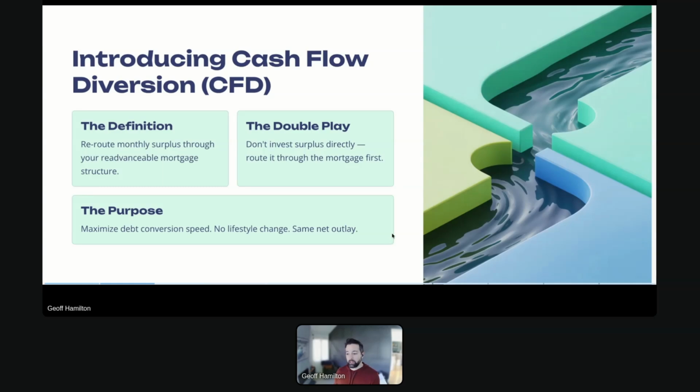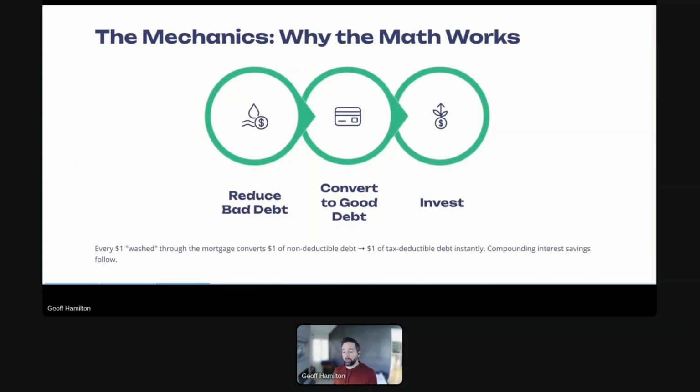There's no lifestyle change whatsoever, and there's no extra outlay. So if you're already someone that likes to contribute to your investment platform, even if you contribute to your TFSAs and RSPs, which we'll talk about a bit later, if you're already making that contribution, this is just a way to get more juice out of that squeeze. You're getting more for the same exact outlay.